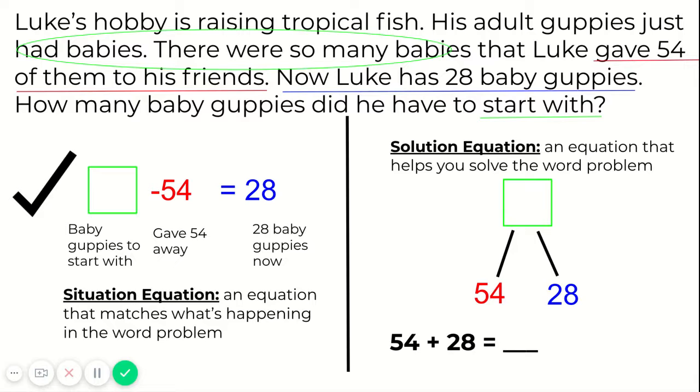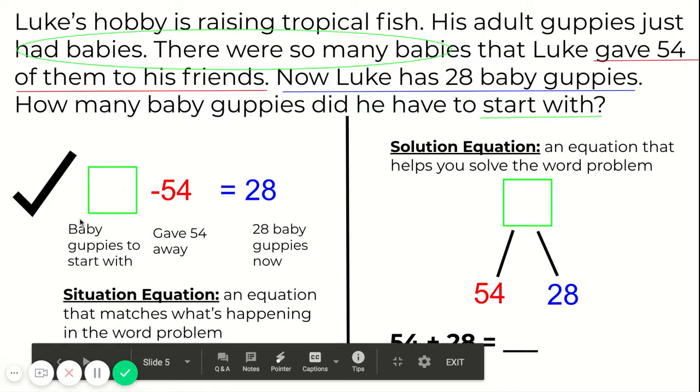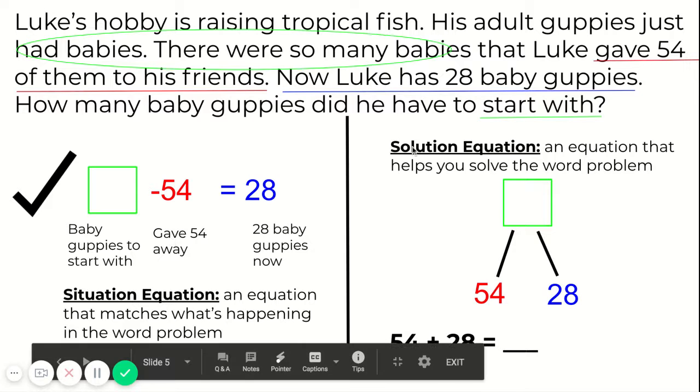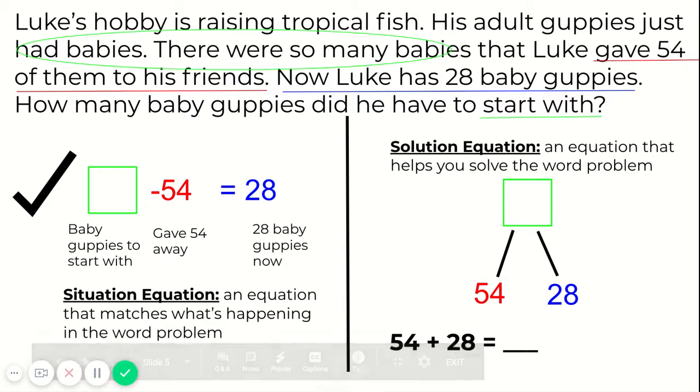If you didn't make a plan to solve and you just subtracted the numbers, you might end up with a smaller number of baby guppies to start with. And we know that wouldn't make sense, to start with a smaller number and give away a bigger number. That just wouldn't make sense, and mathematically, that wouldn't work for us. So we have to make sure that we are making a plan to solve that makes sense.